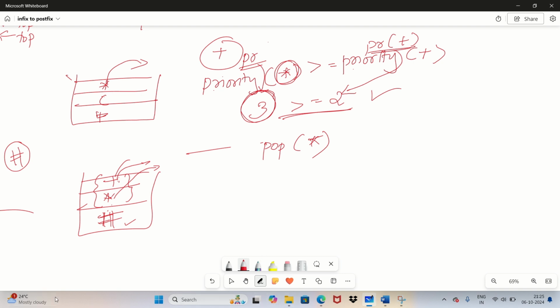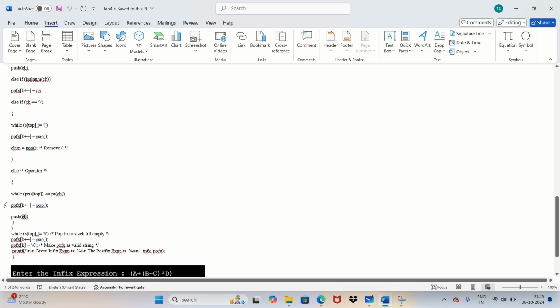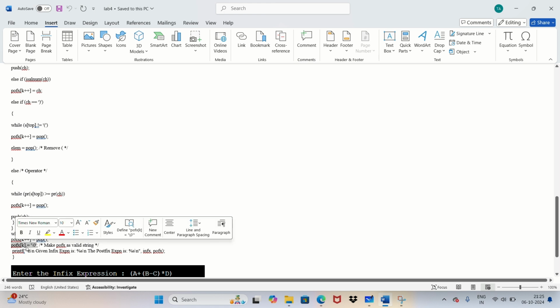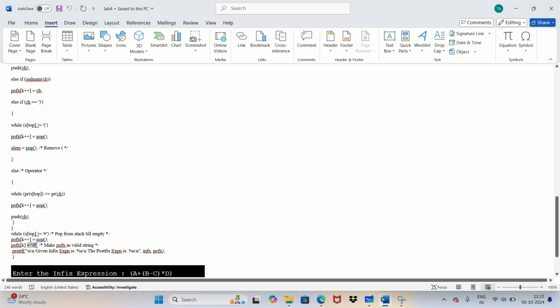That is what we find in the code here. Till you reach the hash, you pop everything and put it into the postfix and increase k. Finally, after everything is over, you put a \0 to make the postfix a valid string, and then print the infix and print the postfix.